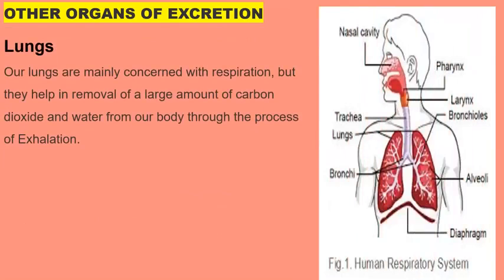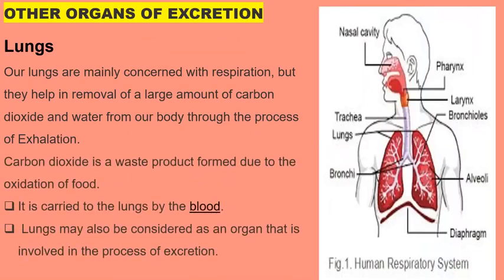Another organ of excretion is the lungs. Our lungs are mainly concerned with respiration, but they help in the removal of a large amount of carbon dioxide and water from our body through the process of exhalation. Carbon dioxide is a waste product formed due to the oxidation of food. It is carried to the lungs by the blood. Lungs may also be considered as an organ that is involved in the process of excretion.